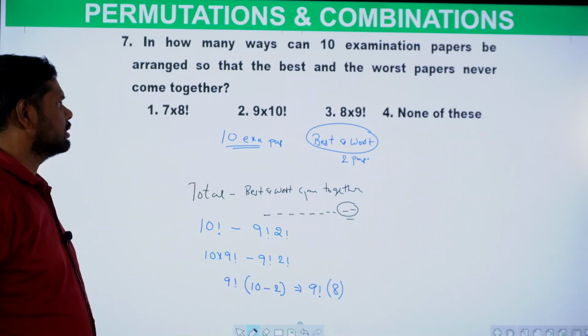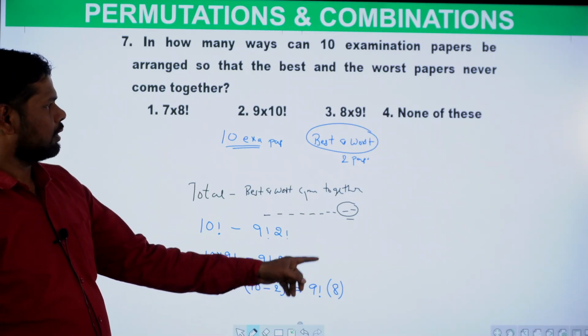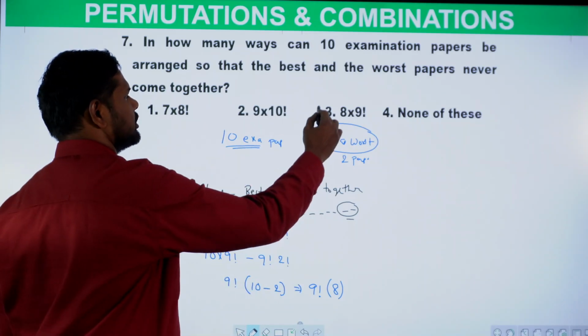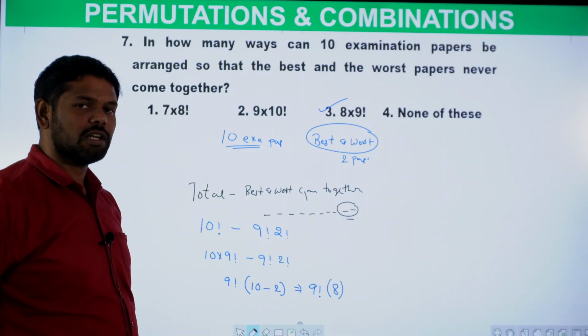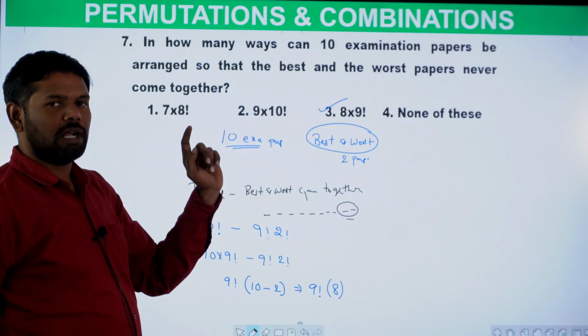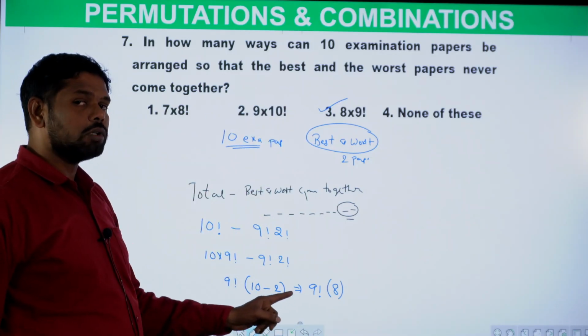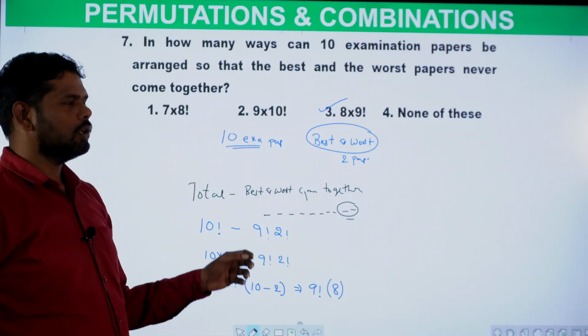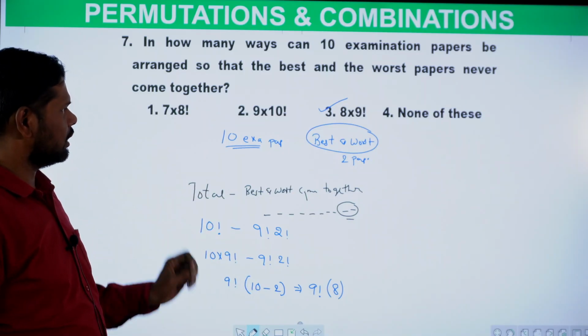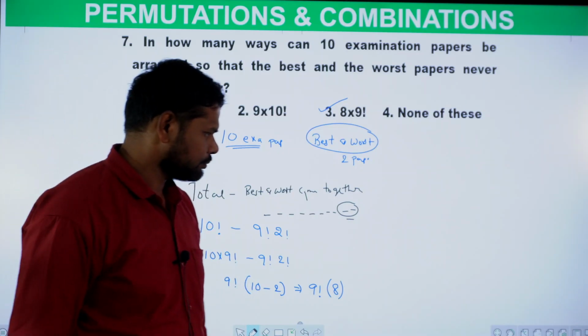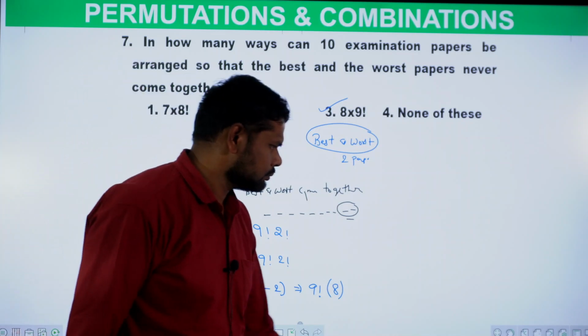So observe answers: 8 into 9 factorial. That is the third option. Sometimes check options carefully. 8 factorial into 9 factorial is there, but the answer is 8 into 9 factorial, not 8 factorial. That's why you observe options carefully. Right? Okay. Next one.